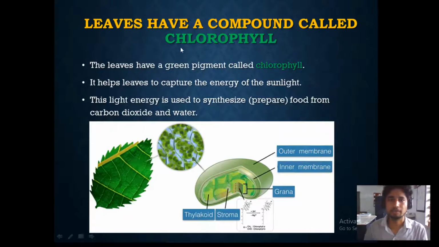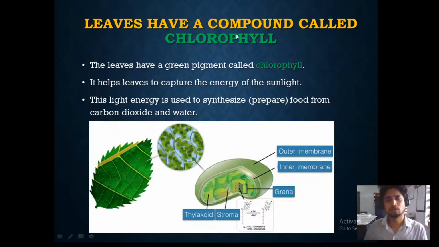Very important to remember: chlorophyll is a green pigment. Pigment means a colored compound. Chlorophyll is a green pigment present in the leaf, and it absorbs the sunlight. They get that energy and use that energy to prepare their food. This light energy is used to synthesize food from carbon dioxide and water, which are already there in the leaf. Chlorophyll, a green compound, helps in capturing sunlight and utilizes that energy to generate their food.